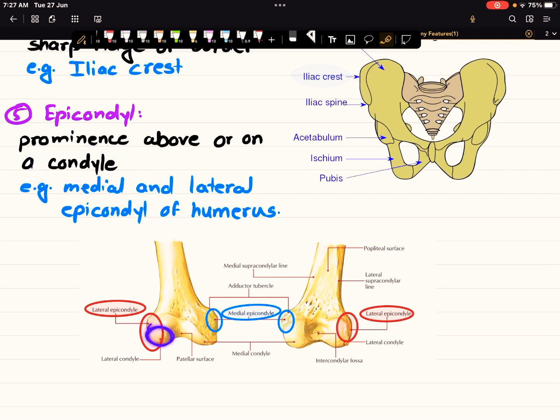So this is the medial and this is the lateral condyle of the humerus. This again is the medial condyle and this is the lateral condyle of the humerus. So any structure above it is the epicondyle. So this is the medial epicondyle of humerus and this is the lateral epicondyle of humerus.